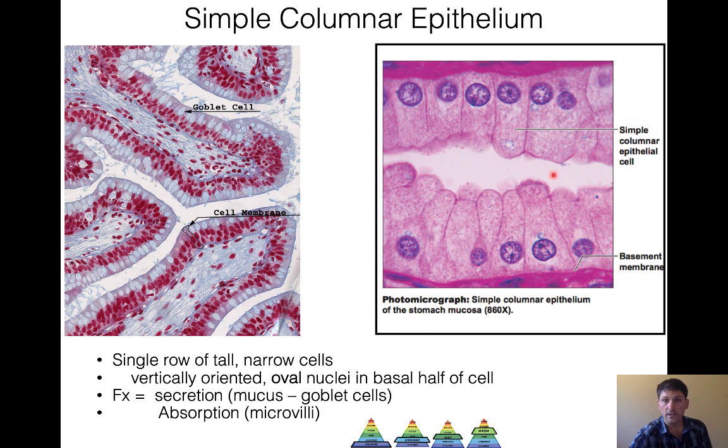And I think we can kind of see some of those microvilli right in here. And we find them from the stomach all the way down to our intestines. Now, you'll also notice I put these four blooms down here, these taxonomic layers.